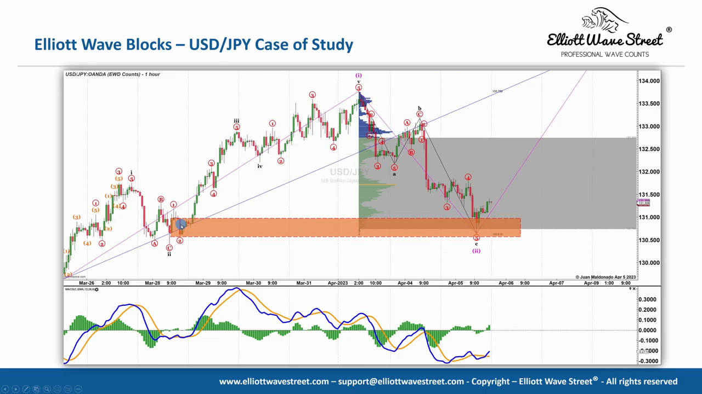Class number 3 is going to be exclusively for members, and it's going to be about the connection between the Elliott wave blocks and the Elliott wave theory. So on the next lesson, we're going to cover how to pick the right wave to do our analysis. But today we're checking the Elliott wave block here. So we have there the rejection of the Elliott wave block.